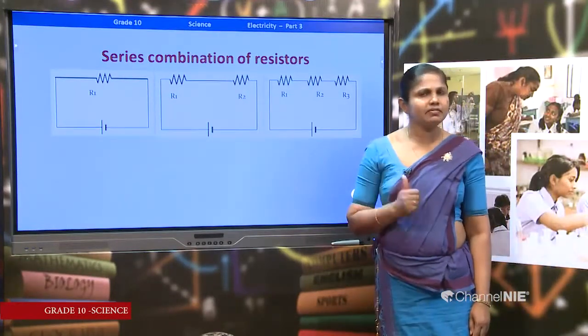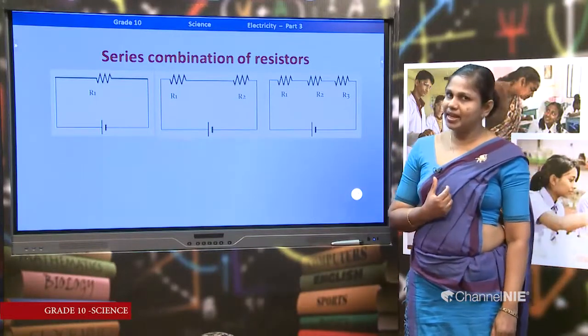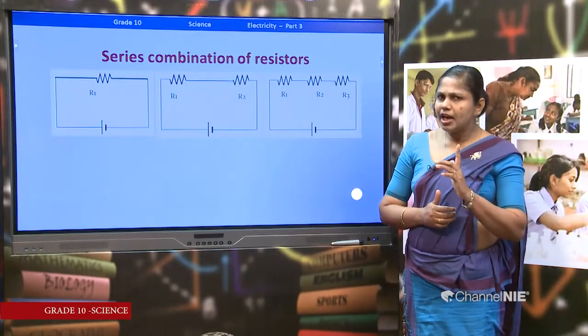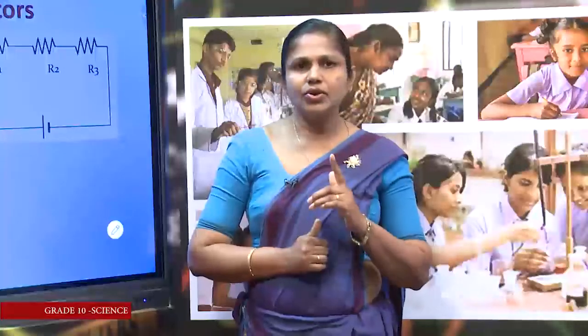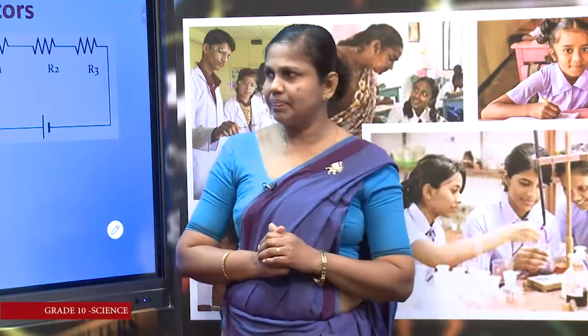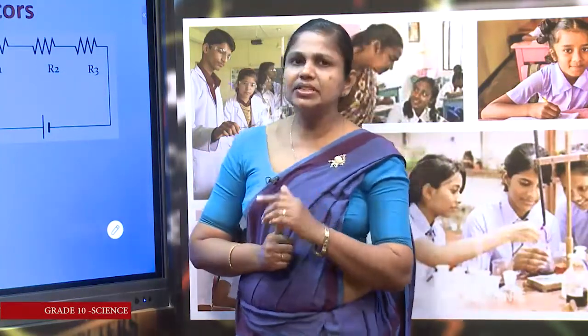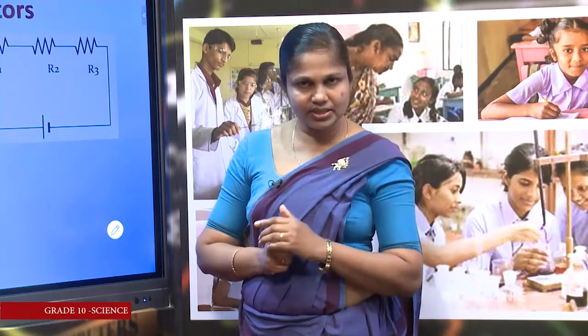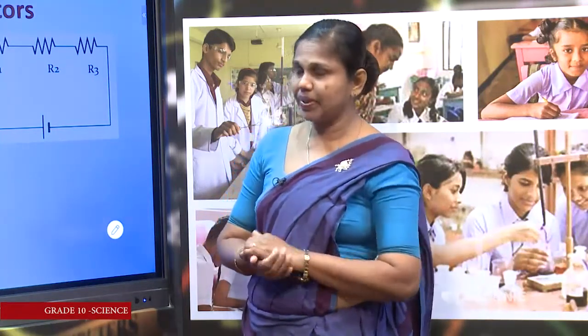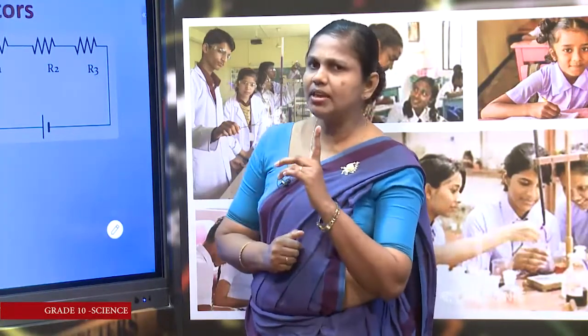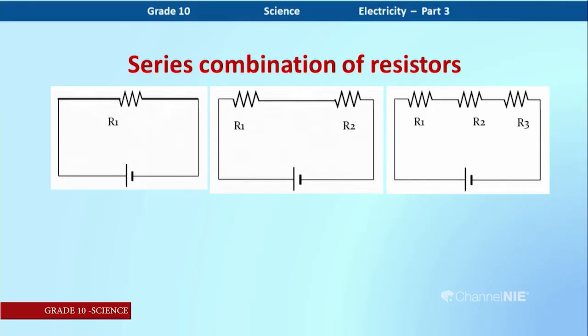Children, please observe the three circuits given on the screen. When you carefully observe them, you should be able to understand that the number of resistors connected into the circuit has increased. In the first circuit, there's only one resistor called R1. In the second circuit, there are two resistors called R1 and R2. In the third circuit, there are three resistors joined, R1, R2 and R3.